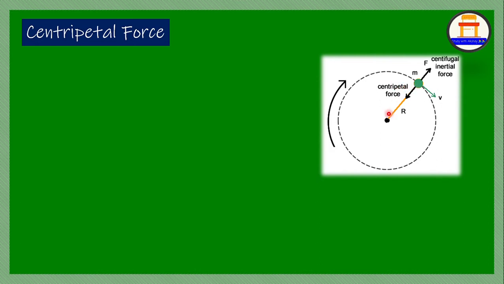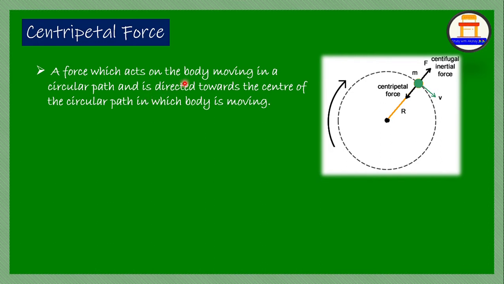Now we will see the definition. The force which acts on a body moving in a circular path, and is directed towards the center of the circular path in which the body is moving. Basically, centripetal force is the force upon which the body moves in a circular path. When the body moves in a circular path and the force is applied towards its center, directed towards the center of the circular path, the body is said to be under centripetal force. The definition is important.